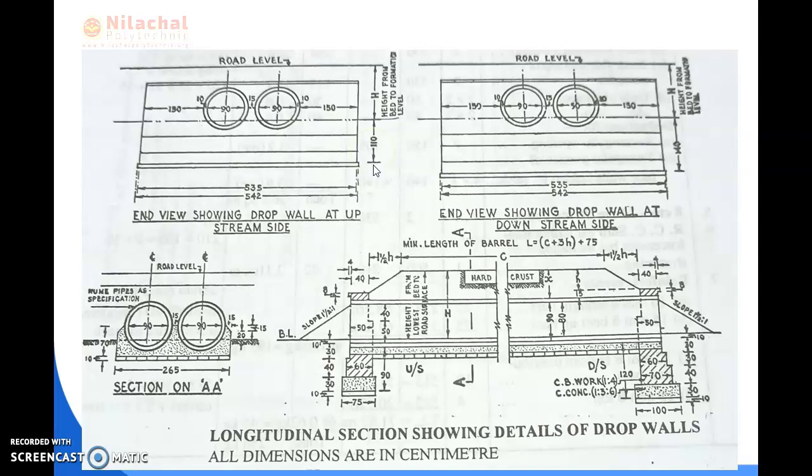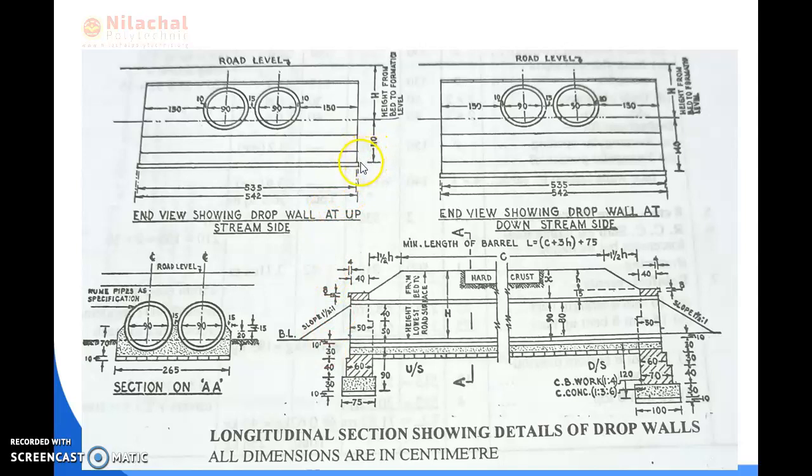plus here also the swelling thickness is provided, 10 centimeter thick. The swelling thickness is also provided in the cross section as 10 centimeter thick. The 110 plus 10 is equal to how much? 120 is the height of the excavation.